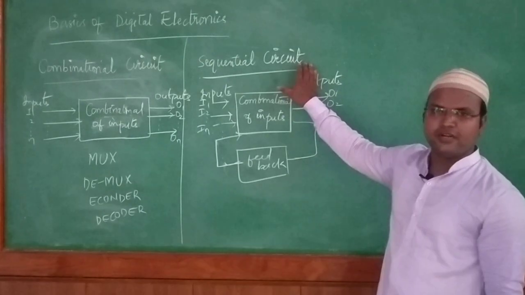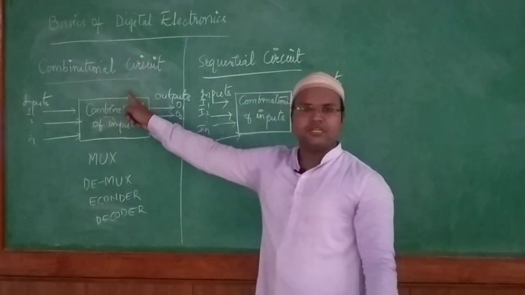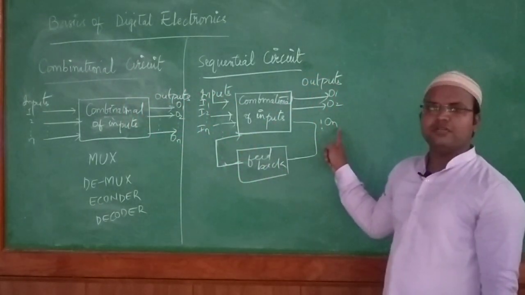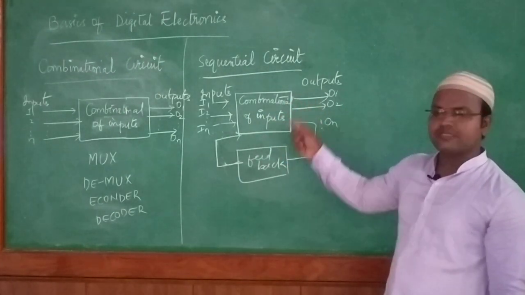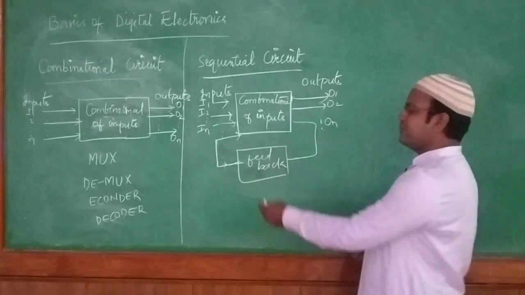In a sequential circuit, what do we have? It is quite similar to your combinational circuit. It also has certain inputs, and it also produces certain outputs by taking the combination. But what is the extra part it has? It has a memory element attached to it. That part is considered to be the feedback part.